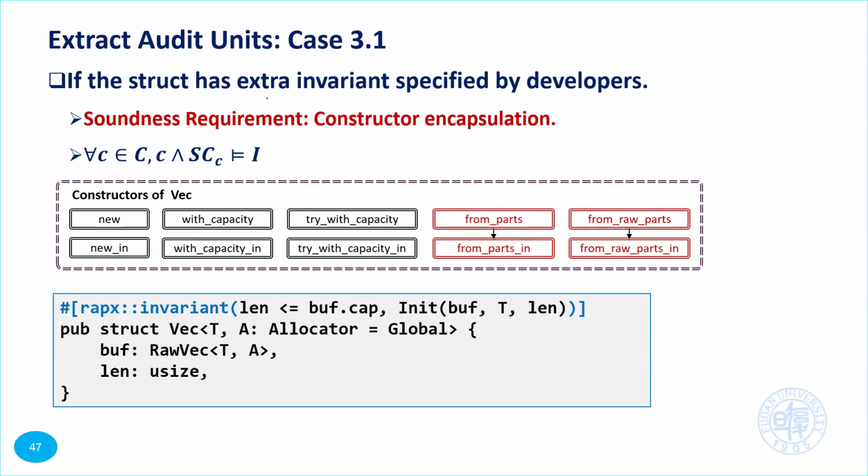If the struct may have extra environment specified by the developer, there is a minimal environment provided according to the safety promise of Rust, but there may also be extra environment. For example, for Vec, the environment may contain that the length of this field is less than or equal to buf.capacity, and the buf must be properly initialized. If this is the case, we should verify all the constructors can ensure the safety environment holds.